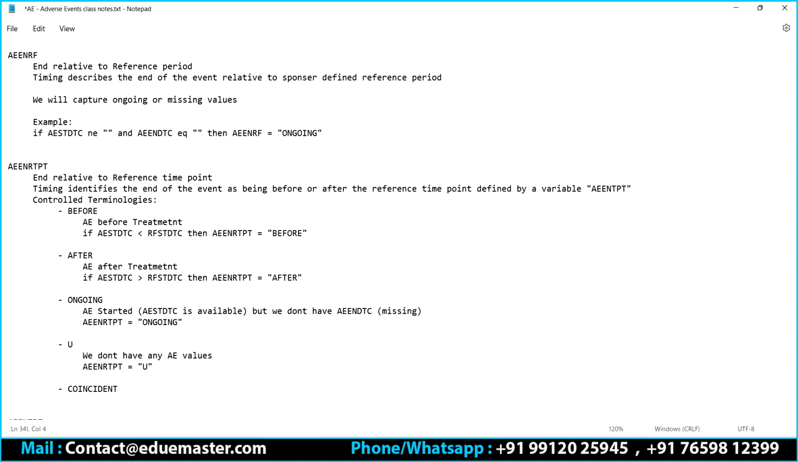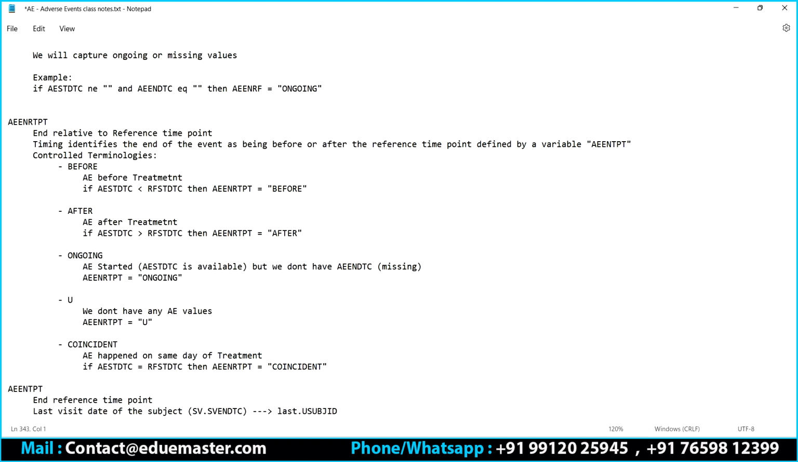Finally, if the adverse event happened on the same day as the treatment, the adverse event happened and the treatment happened, both of them on the same day, your adverse event is equal to this particular one. This is going to be coincident. Make sense now? Everyone, are you able to follow now? Can I have a quick confirmation? Any questions?